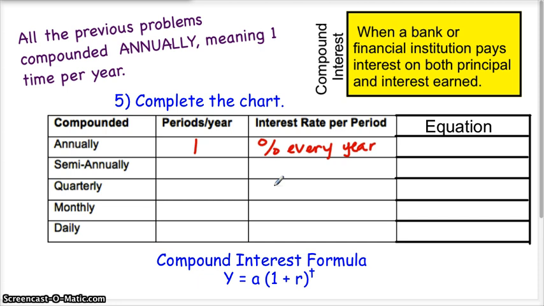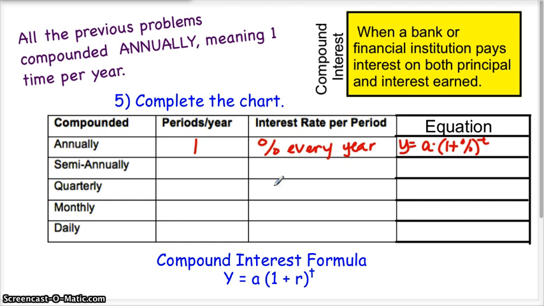And the equation we use is the equation that we used in the first video. The amount of money that you have equals your principal or starting amount times 100% plus the percent of interest you're gaining. Remember to write that as a decimal. And we raise that amount to the t power. T, remember, is the number of times that it gains interest.